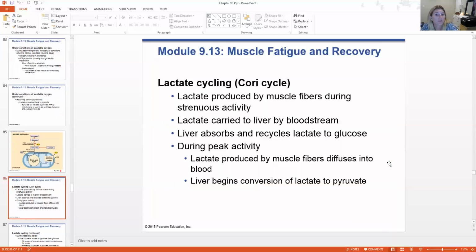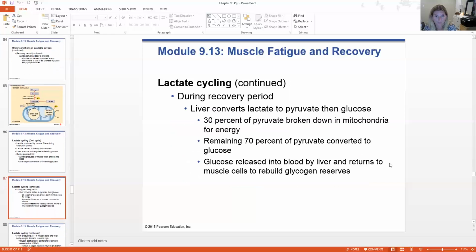It involves the liver. The lactate that's produced during strenuous activity goes to the liver from wherever skeletal muscle is being produced. The liver reabsorbs it and basically recycles it back into glucose. It actually recycles it into pyruvate. And then during peak activity, the lactate that's produced goes into the blood. The liver begins converting that lactate back into pyruvate, and pyruvate can then be used for ATP production.